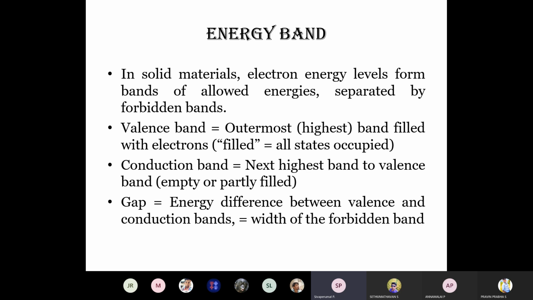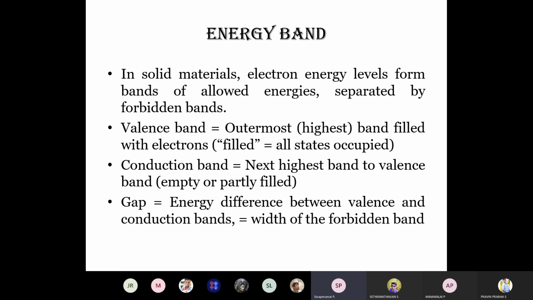Okay, the valence band is above, and the region above it is the conduction band. Here, normally the electrons will be either empty or partially filled. Not all the states are fully occupied, so only a few conditions are possible.